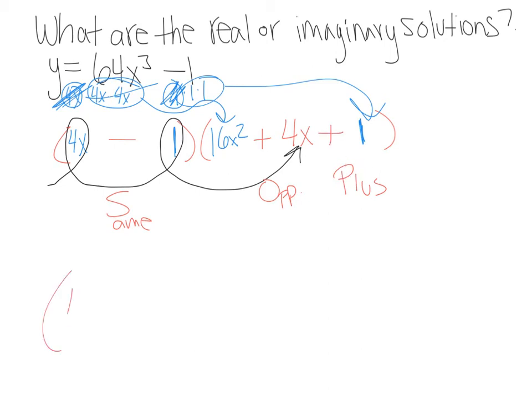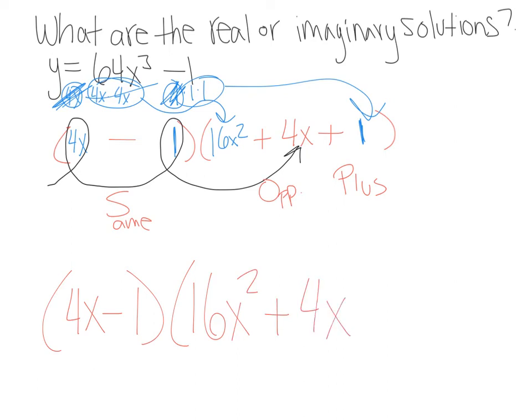So rewriting this, we can actually see it a little bit better. 4x minus 1, 16x squared plus 4x plus 1.